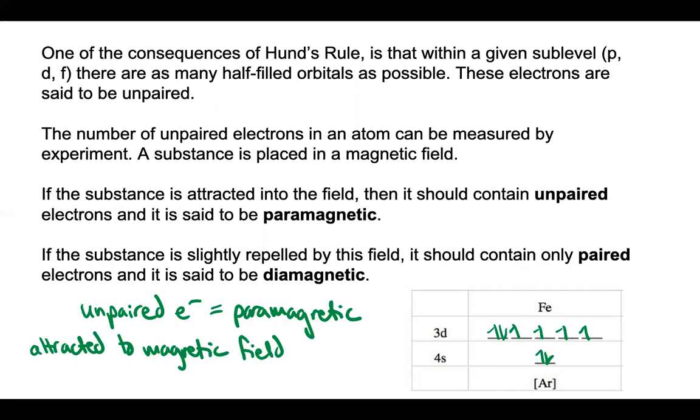That means they're attracted to a magnetic field. This is the reason why iron is attracted to magnets. So if we think about our 3d orbital and our 4s orbital, we see these single or unpaired electrons, and that's the reason why iron is paramagnetic.